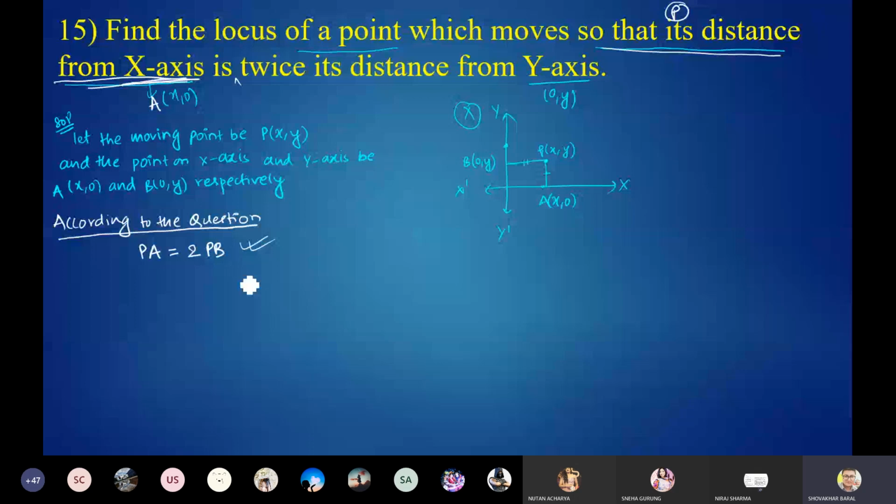If you can write this much, the whole soul of this question is here. Okay, step 2 is very important. After this, I think you can do it yourself.